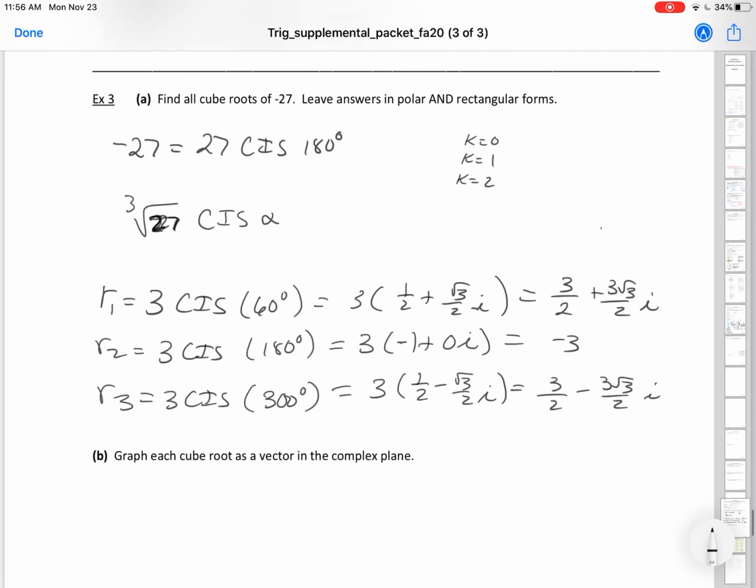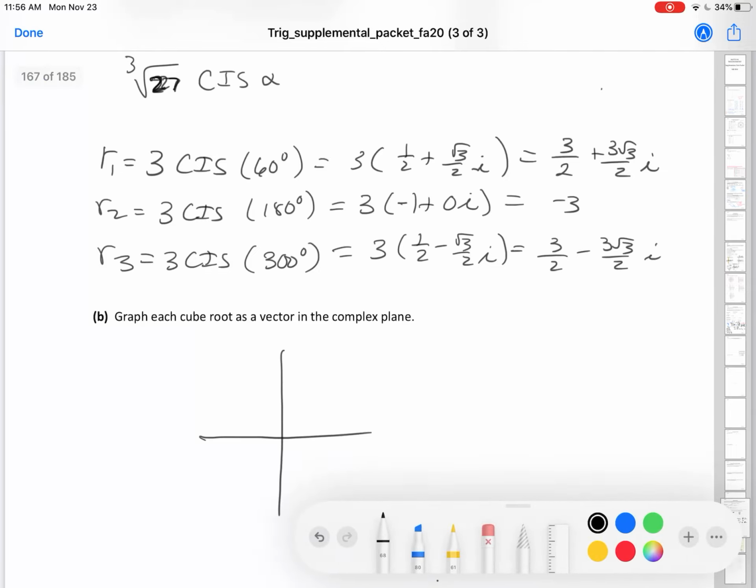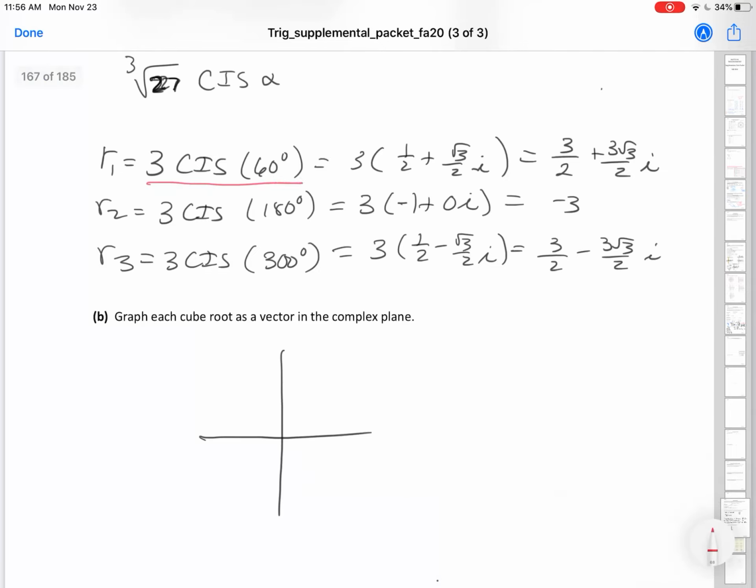Now, I don't know why they want this. I would not put this on the exam, but they want us to graph each cube root as a vector in the complex plane. Well, don't look at its algebraic representation. It's very easy to do this. It's not a hard problem to graph each one. Look at its polar form. So let me underline in red the first one. 60 degrees. Let's say it's this, and we're going out 1, 2, 3. Here's your first one. There's a 60-degree one.